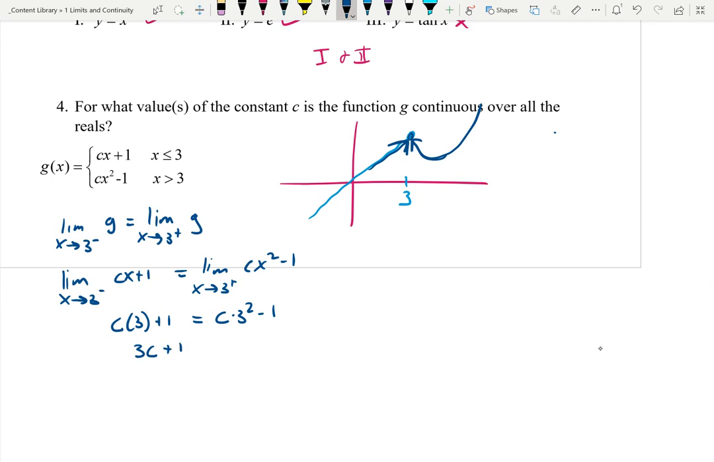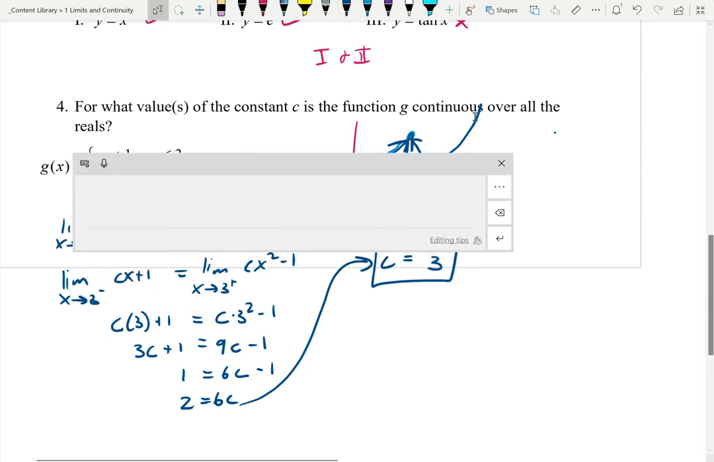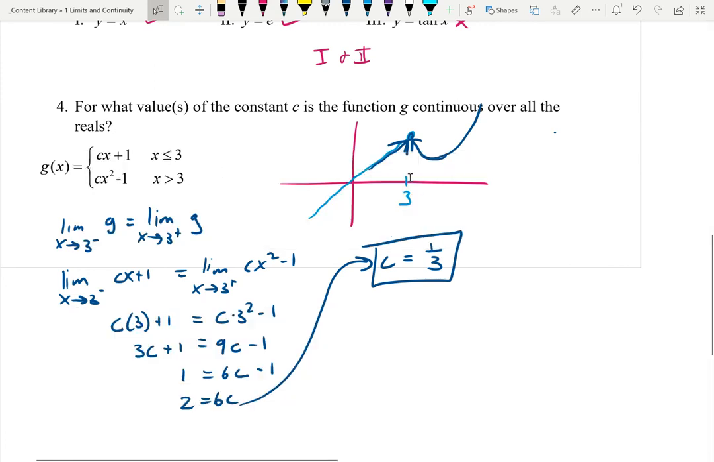3c plus 1 equals 9c minus 1. Subtract 3c on both sides. 1 equals 6c minus 1. Add 1 on both sides. 2 is equal to 6c. c is 1/3. So that is going to make those two functions have a common y value at 3, which guarantees that they will come together.